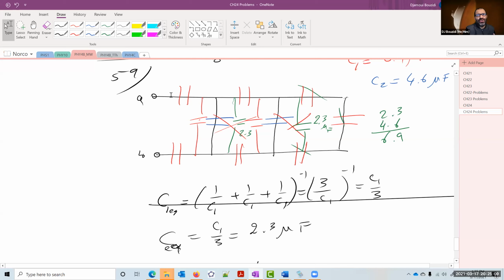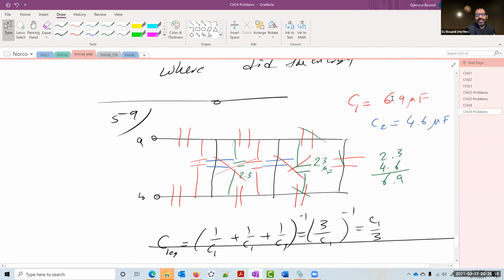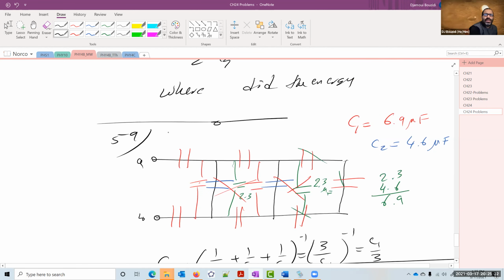So I need to find the voltage on the first one. The voltage in the first one is given by V is equal to Q over C. As we know, Q is 966 and C is 6.9. So the answer is going to be 966 microcoulomb divided by 6.9 microfarads. The answer had better be less than 420 volts. So 966 divided by 6.9 should be 140 volts. So there is 140 volts in here.